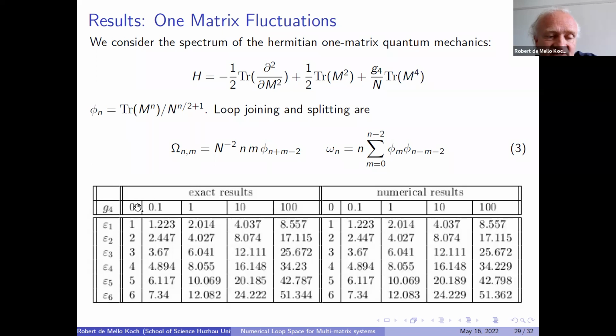So when the coupling is 0, we get the exact value for the fluctuations. But even with a coupling of 100, 51.344, 51.362. So the method really is quite accurate, at least for low-lying levels. As you go up in energy, you become more sensitive again to the fact that you've truncated the number of loops.